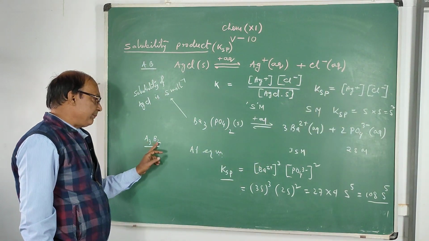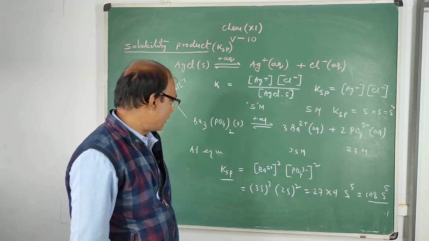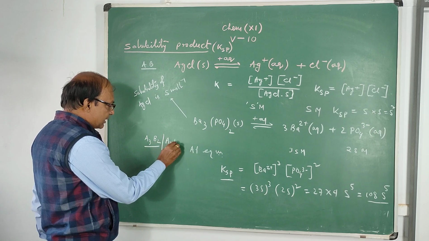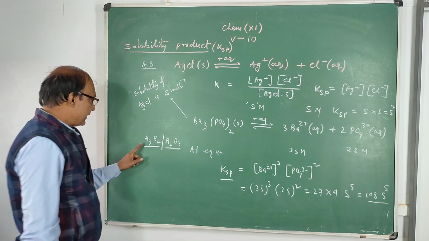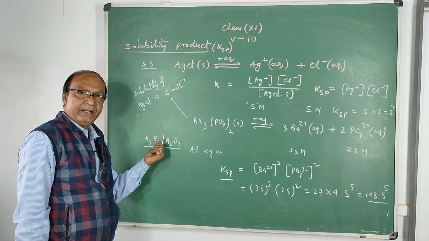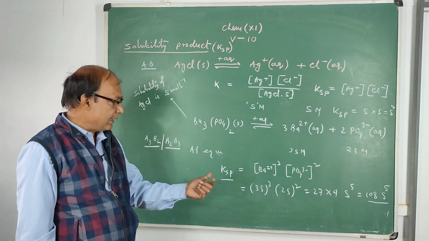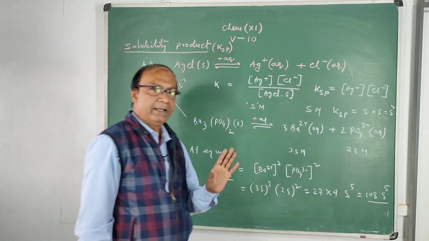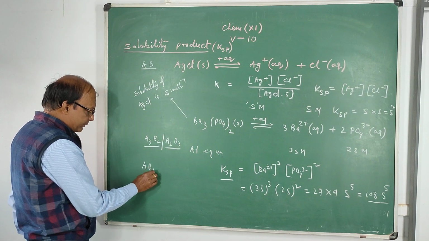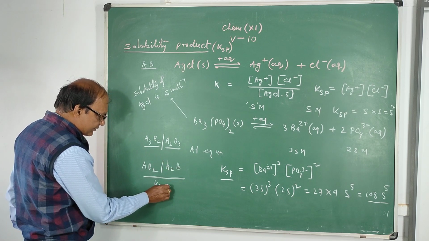All salts of A3B2 type, the relation between KSP and S will be KSP equal to 108 S to the power 5. Remember, this type of salt and this type of salt will have the same relation, A3B2 or A2B3. If you interchange their subscripts, it will not matter. Both types of salts will have the same relation between KSP and S. Clear? Now see, similarly, if you go from AB2 type of salt to A2B type of salt, the relation between KSP and S will be the same.